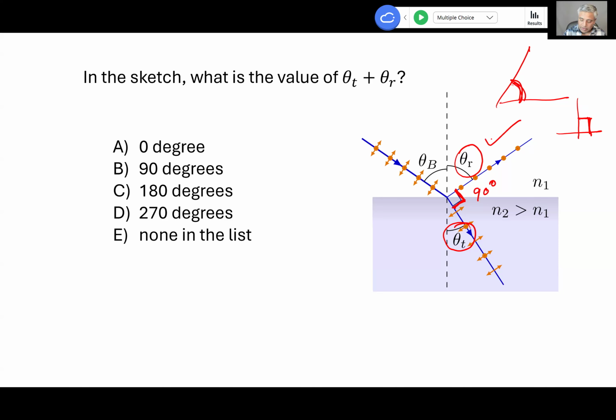Now, what is the sum of this angle and that angle? A little bit of geometry here, folks. So I'm opening the poll, and you have a minute and 30 seconds.